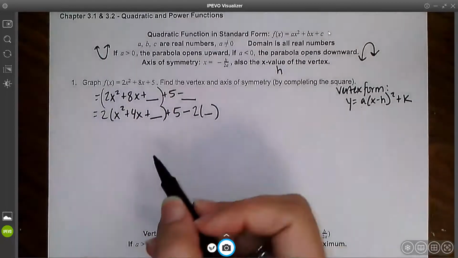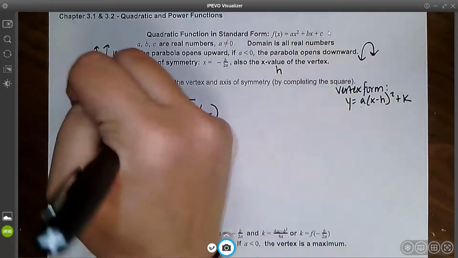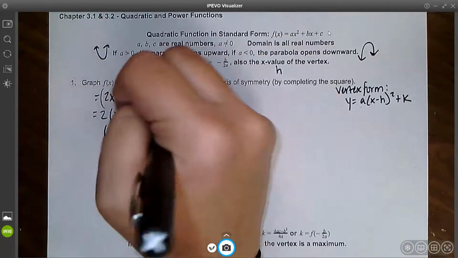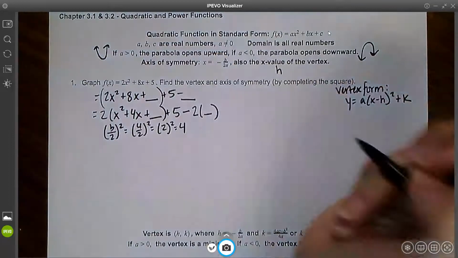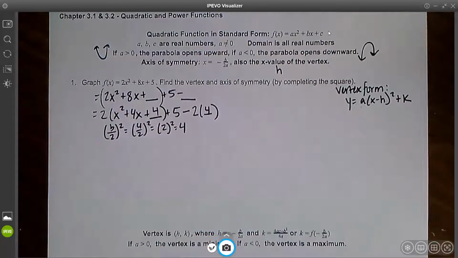So remember, to complete the square, you take your b term, b over 2, and square it. So we've got 4 over 2 squared, which is 2 squared, which is 4. So I got 4 in both of these places. Feel free to hit pause at any time to catch up if I'm going too fast for you. I'm just trying to get this done in the shortest video possible.